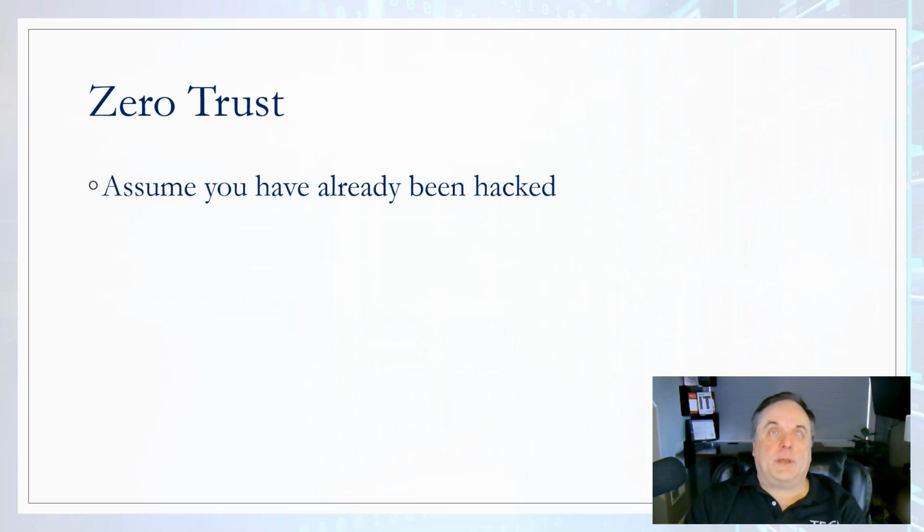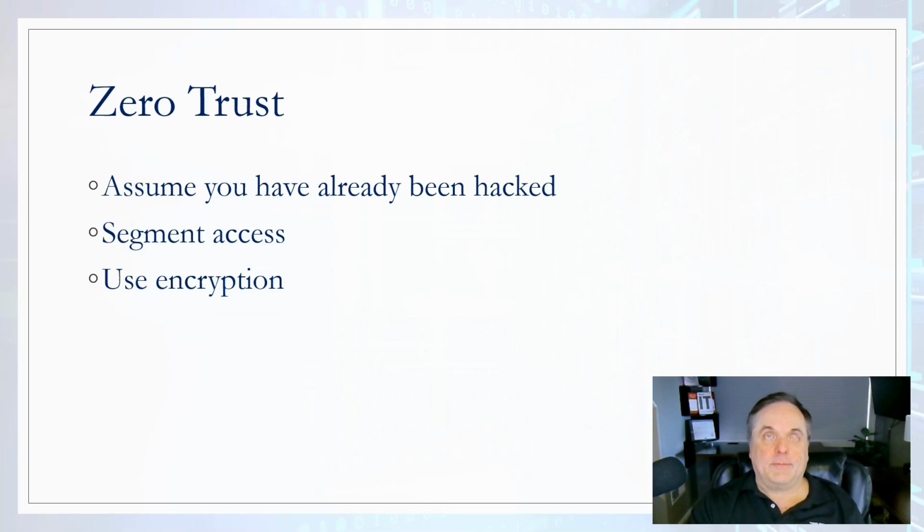You need to assume that you've already been hacked in a zero-trust network. You operate with the understanding that attackers are already present on your network. So we need to segment access. That means to minimize the blast radius. Segmenting access will limit the potential damage from a compromise. So this means to separate resources from users and groups physically or logically from each other to minimize damage.